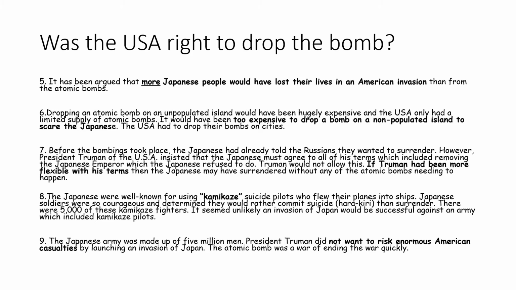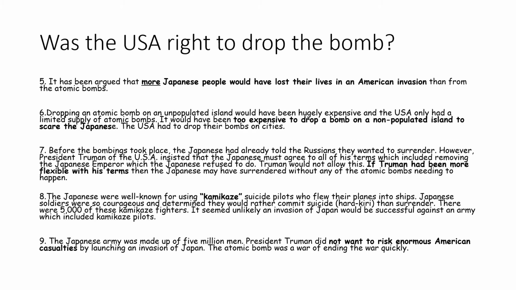Number six, dropping an atomic bomb on an unpopulated island would have been hugely expensive, and the USA only had a limited supply of atomic bombs. It would have been too expensive to drop a bomb on a non-populated island to scare the Japanese. The USA had to drop their bombs on cities. So is that for or against?